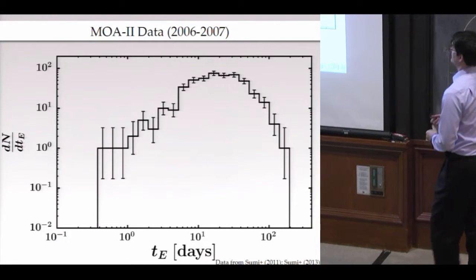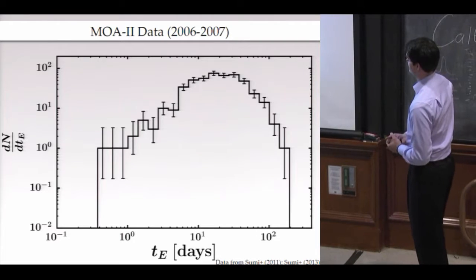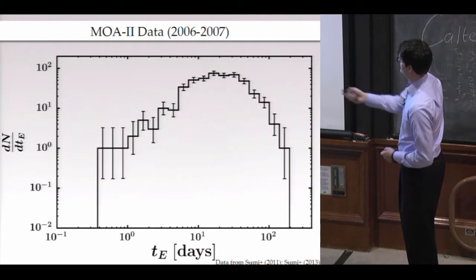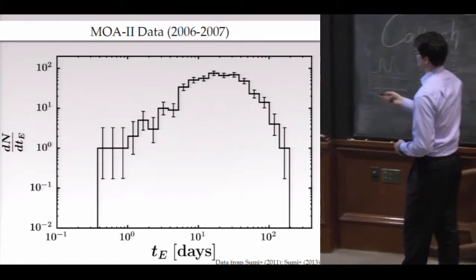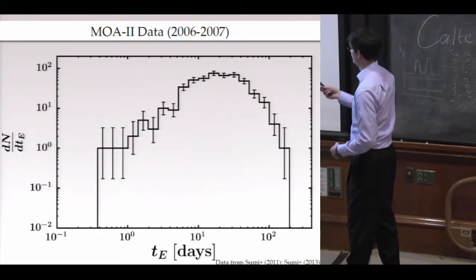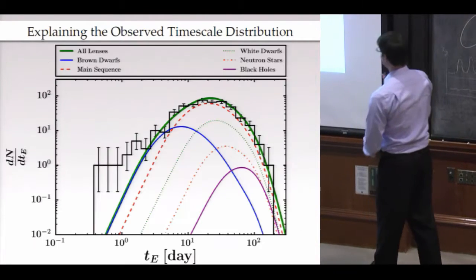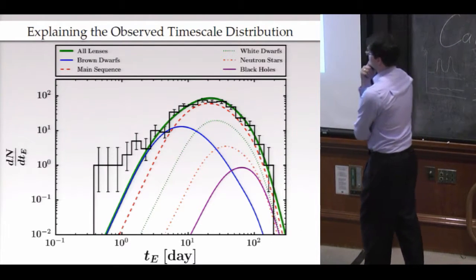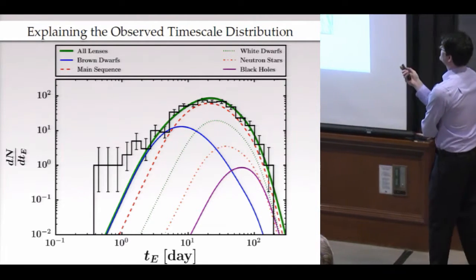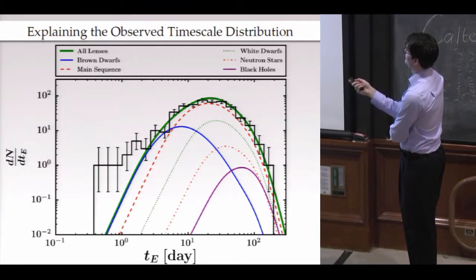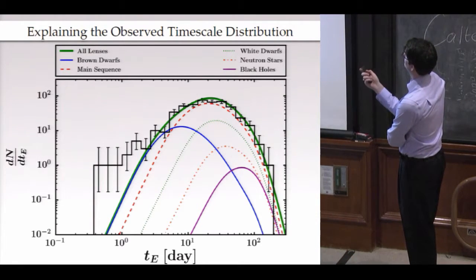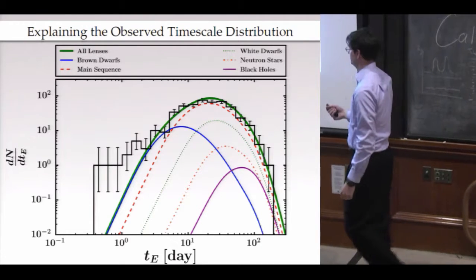But first, let's look at some MOA data from 2006, 2007. This is a distribution of event timescales for a sample of events. This was originally published in Sumi 2011, the study that Jennifer Yee had mentioned in her previous talk. If you want to explain this, you can start out by assuming a lens mass function. What I've done here is assume a lens mass function comprised of a population of brown dwarfs and main sequence stars, as well as stellar remnants, including white dwarfs, neutron stars, and black holes.